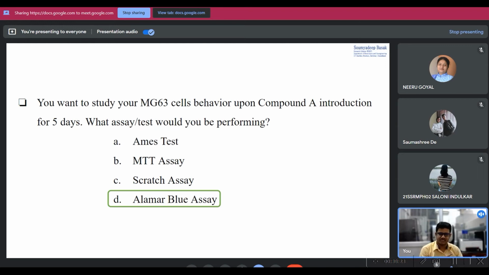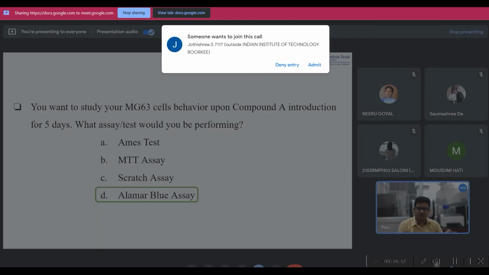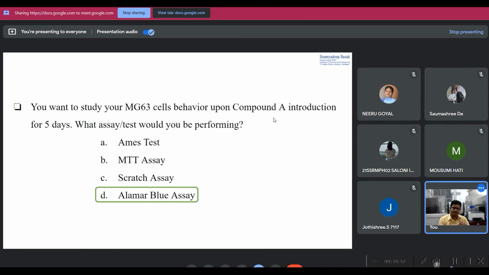MTT is a destructive technique. Formazan crystal needs to be dissolved using DMSO. Scratch assay is not for this cellular behavior, like cytotoxicity measurement. It is more for cell migration studies. Okay. So yeah, scratch assay can also be an option, you can say.